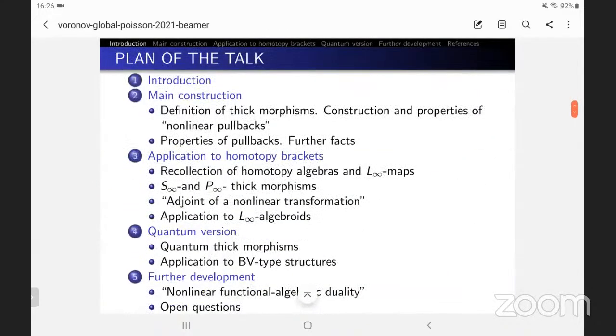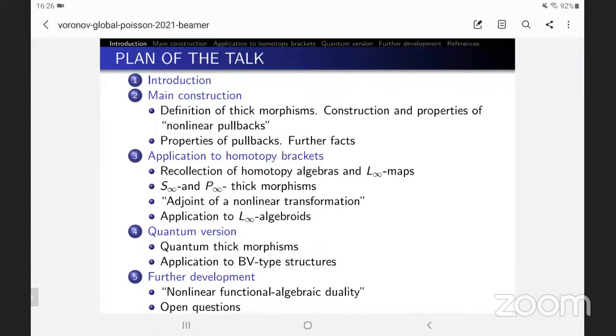Now the plan of the talk. Okay, so I have given you an introduction. Now I will give you the main construction. I give the definition of thick morphism, explain the construction of nonlinear pullbacks, which is central, and give their properties. And then I will speak about applications to homotopy brackets. And there are some other funny things there.